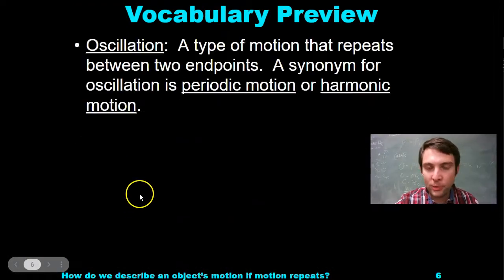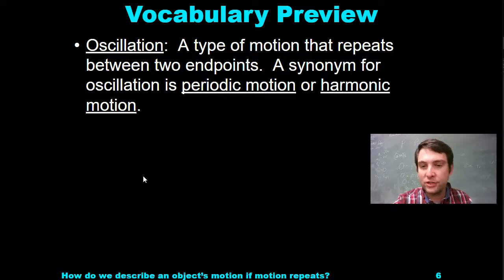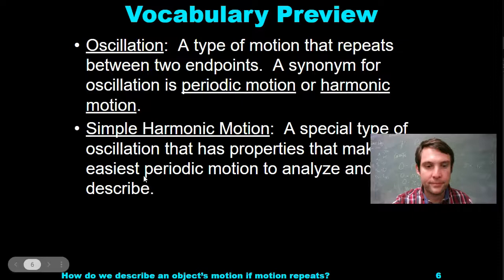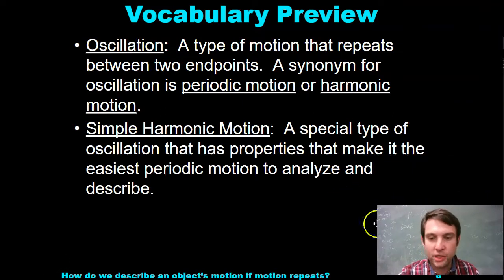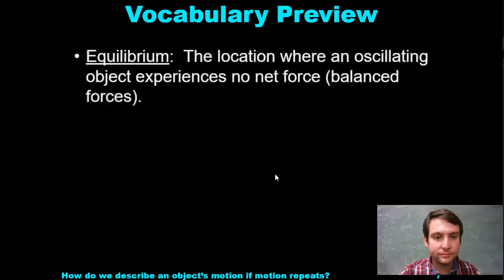The vocabulary we are going to be dealing with throughout this lesson will be oscillation, which is any type of motion that repeats between two endpoints. A synonym for oscillation is periodic motion or harmonic motion. Simple harmonic motion is a special type of oscillation that has properties that make it the easiest periodic motion to analyze and describe. So we like simple, right?